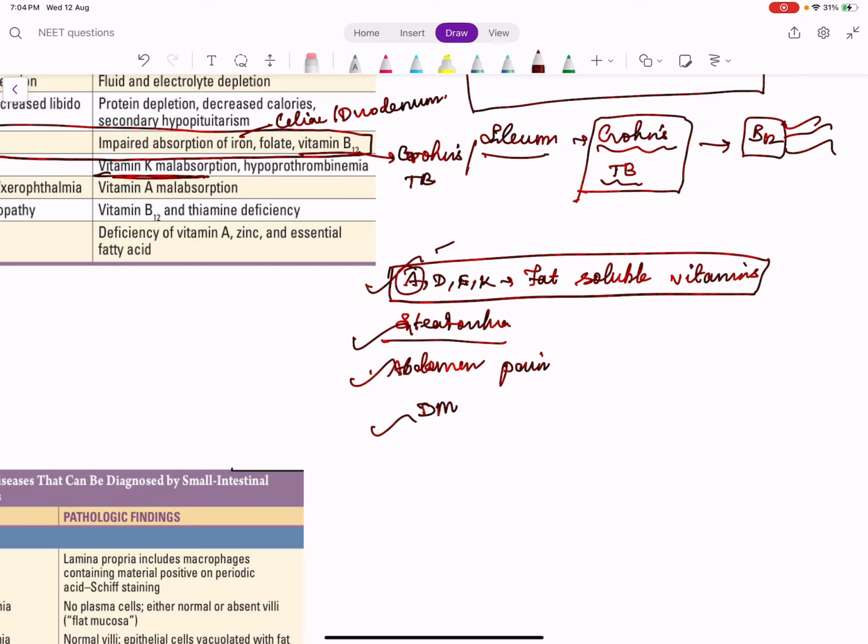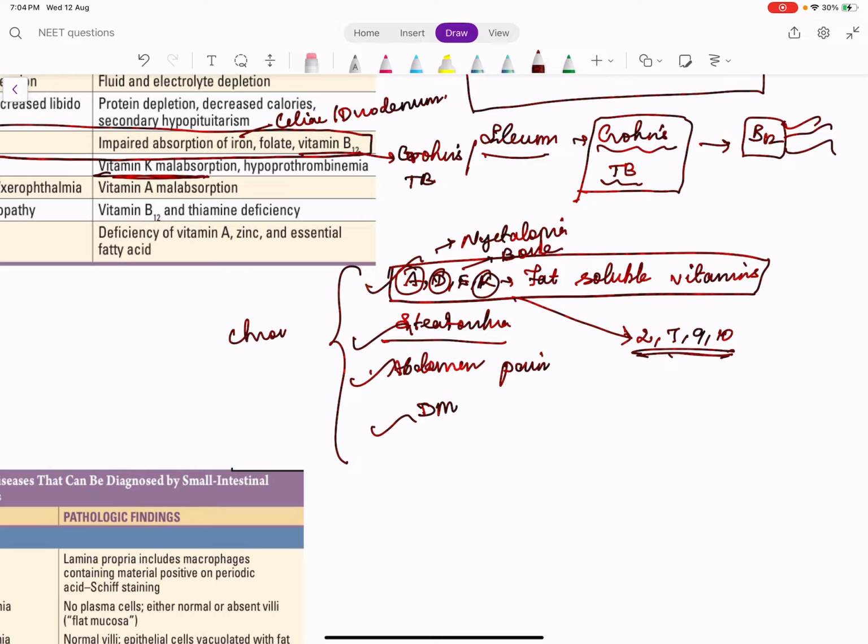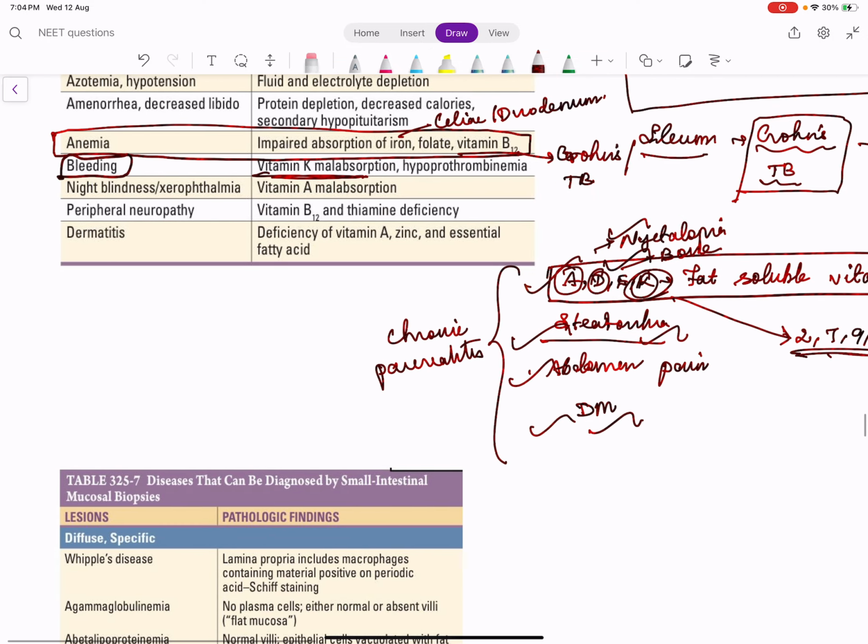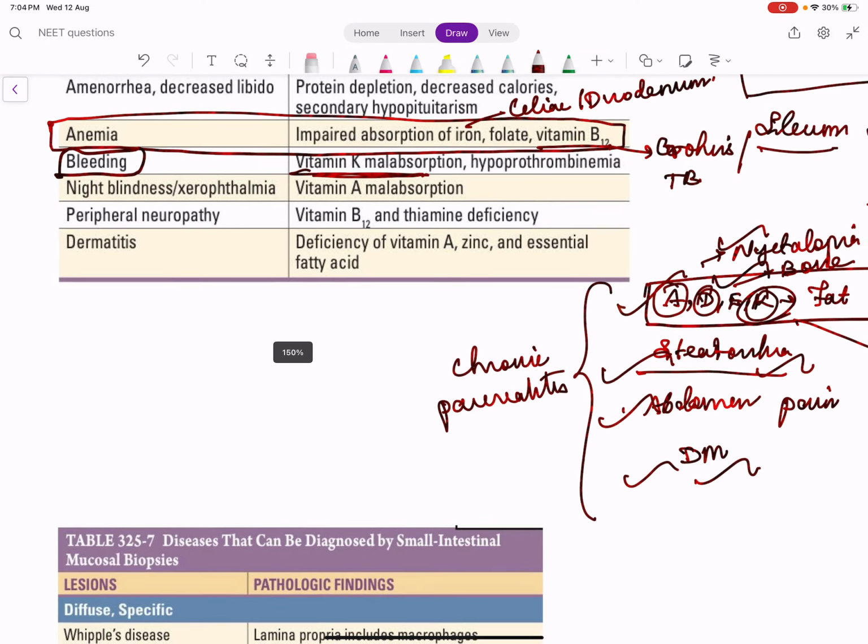There are problems in the eye, nyctalopia, night blindness. Vitamin D is deficient, so some bone changes are there. Vitamin K, as we know, is the cofactor for synthesis of clotting factors 2, 7, 9 and 10. So there are some bleeding tendencies. Then obviously you can think of chronic pancreatitis, right? So background of abdomen pain, patient is having diarrhea, steatorrhea, night blindness, bone changes and bleeding. Always think of chronic pancreatitis because of fat malabsorption.